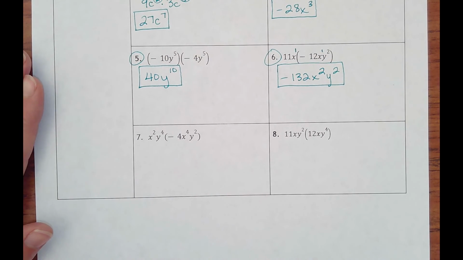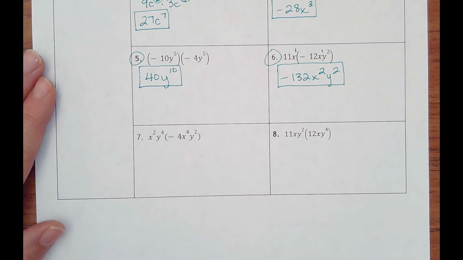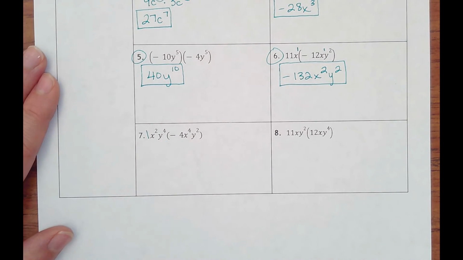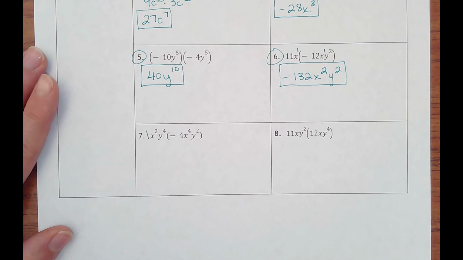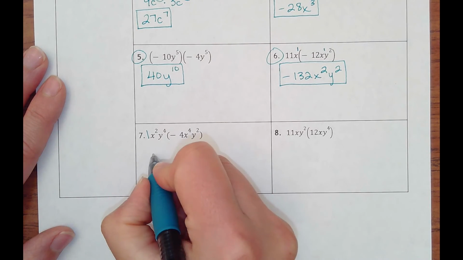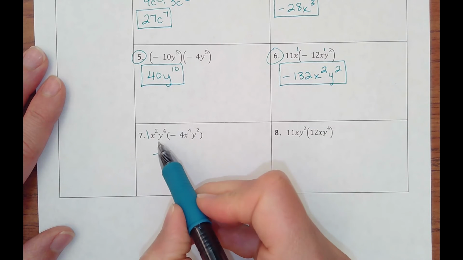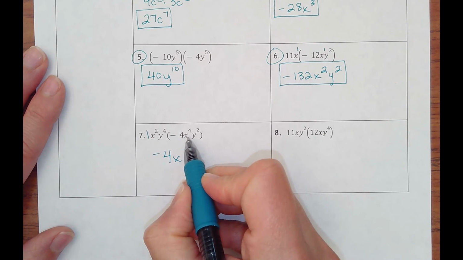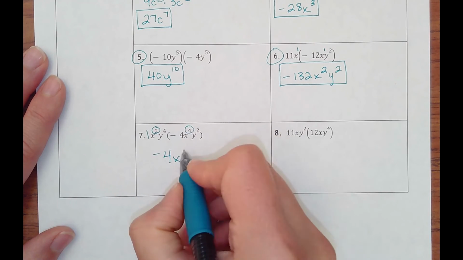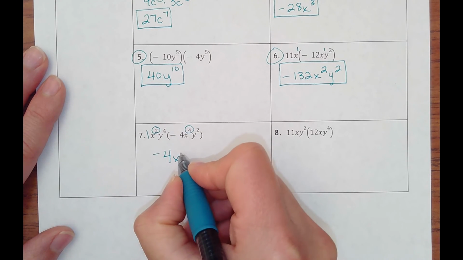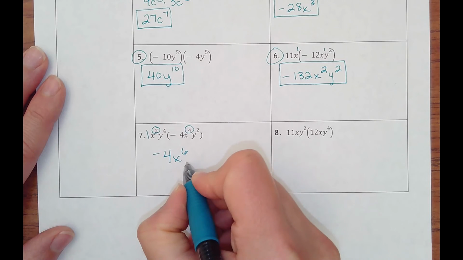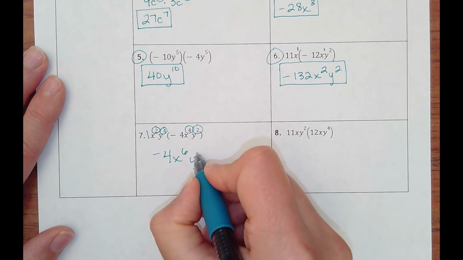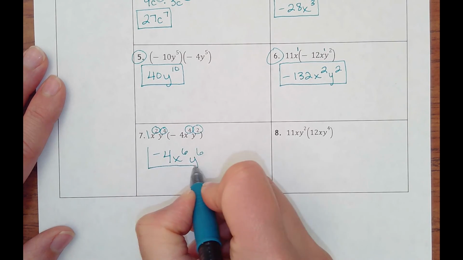Okay, and number 7, you could pause it and try it on your own if you want, or I'll talk this one out. This has a leading coefficient of 1. So anytime you don't see a number, it's 1. So this is 1 times -4 is -4. And I'm going to do my rules with my x's. So I got an x squared times an x to the 4th. 2 times 4 would be, or 2 plus 4 would be 6. And then I have another 4 plus 2 would be y to the 6th.